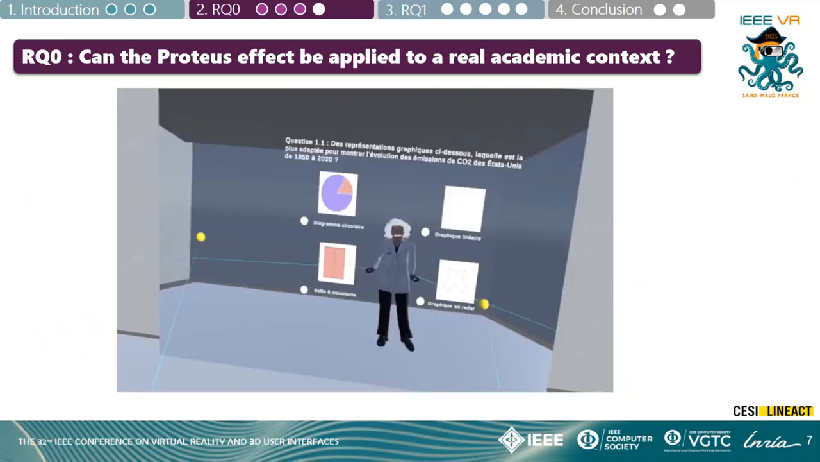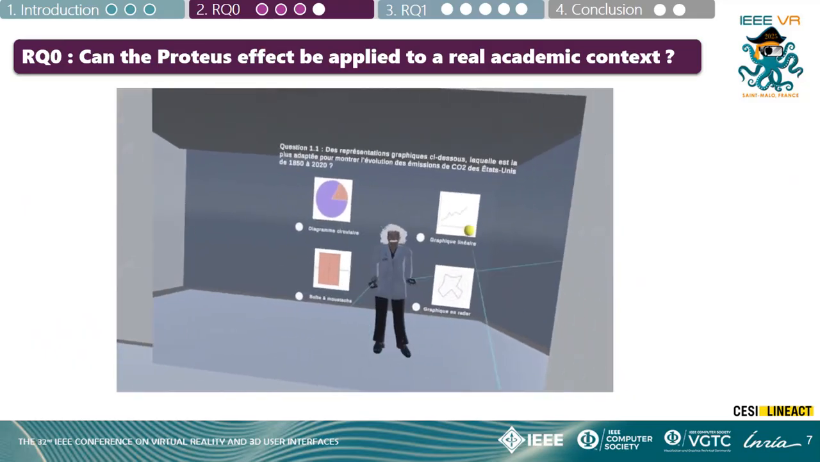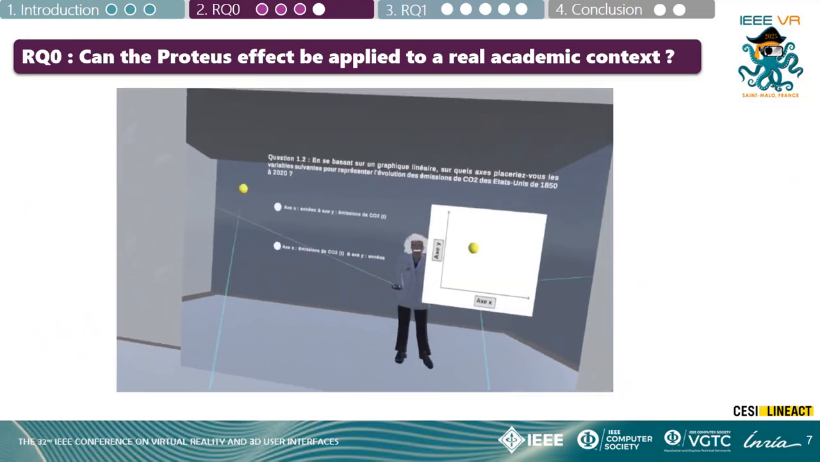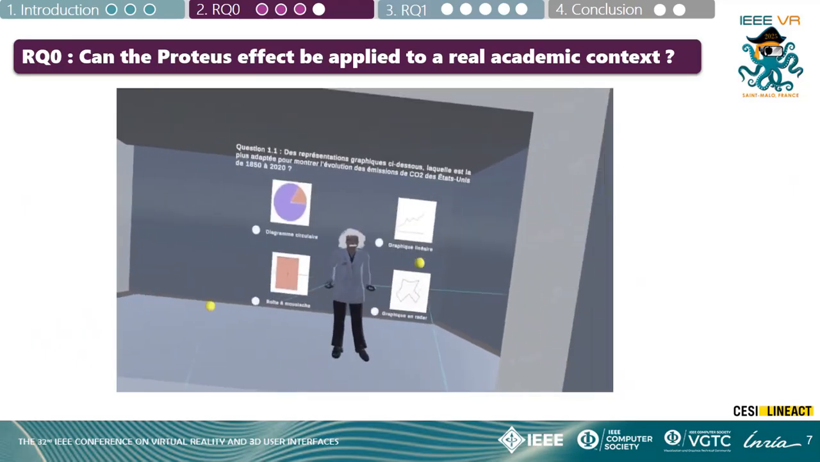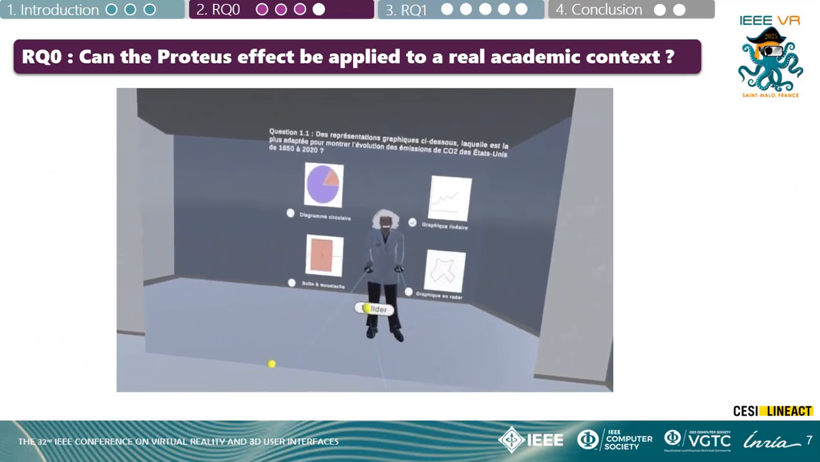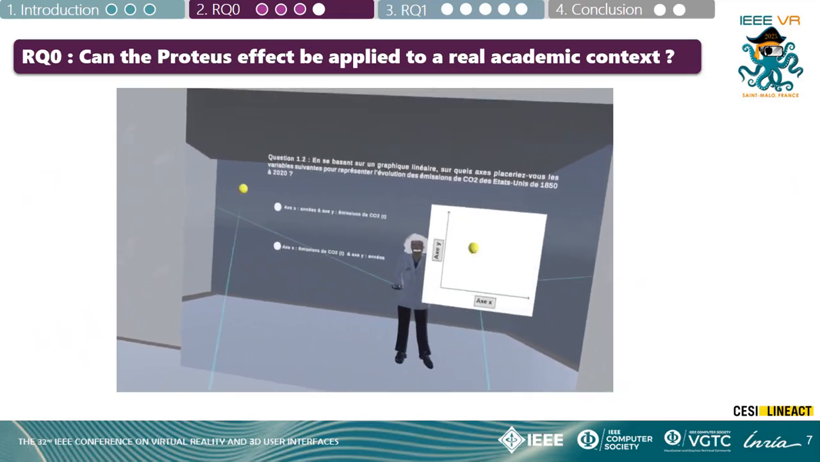To display the avatar and the task, we used an immersive virtual environment with full body tracking. In this environment, participants could see their avatar through a virtual mirror, as you can see here, and the statistics questions were displayed on top of the mirror to allow participants to always see their avatar.